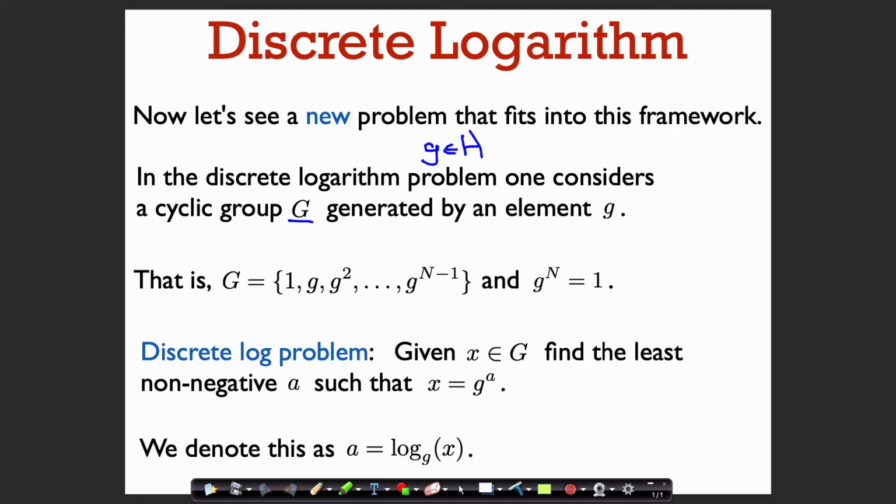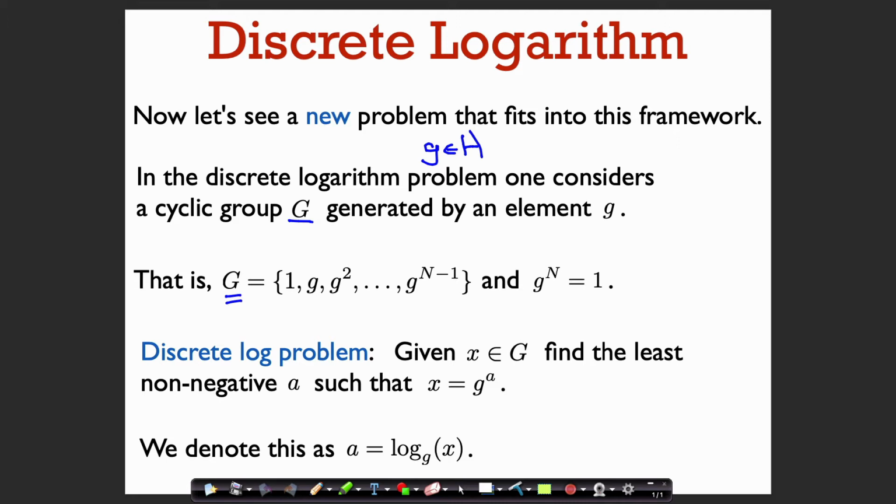1, g, g squared, etc. And if we suppose that capital N here is the least positive number such that g to the n is equal to 1, this is also known as the order of g, then our group here is going to have n many elements, okay? So we don't include g to the power n here as well because, well, that's just equal to 1, okay? So now we're just going to work in this cyclic subgroup G, capital G.